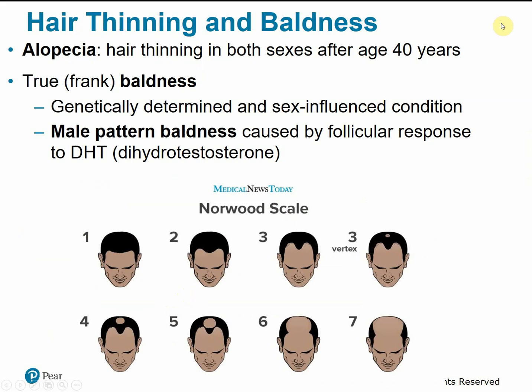Alopecia is a term for any hair thinning that occurs in either sex after age 40. So males and females can both experience hair thinning after a certain age.